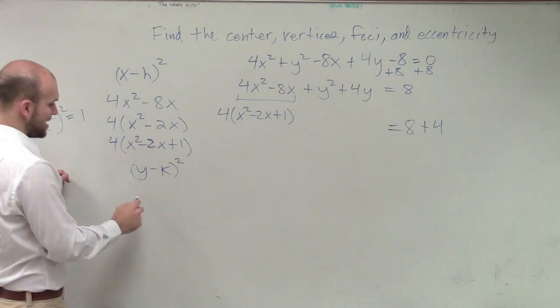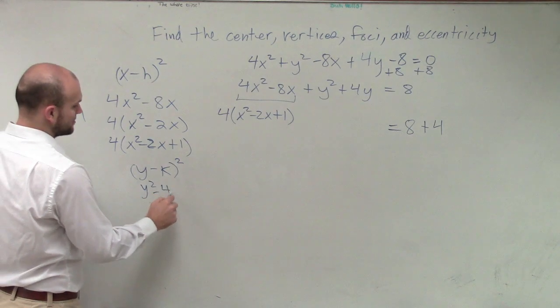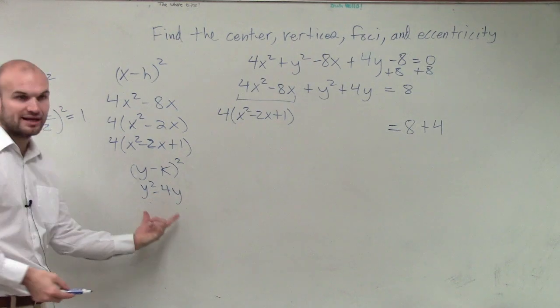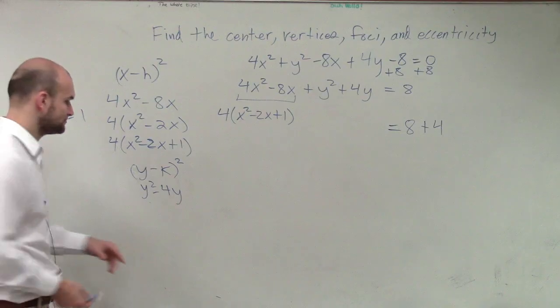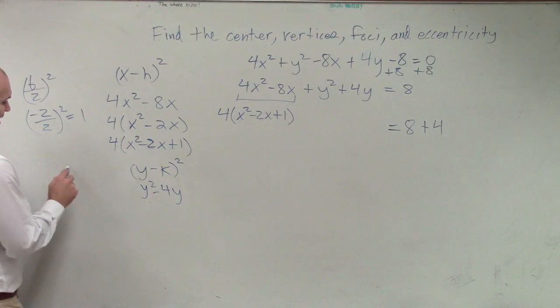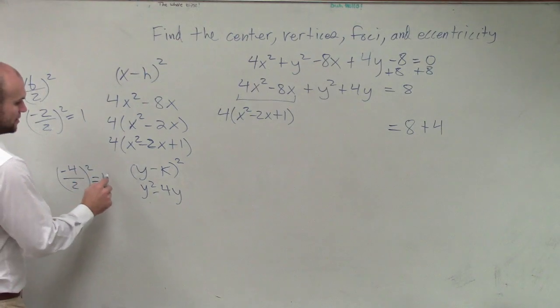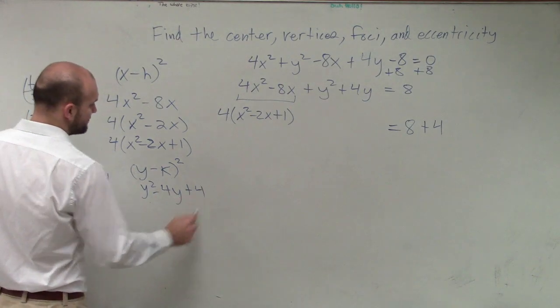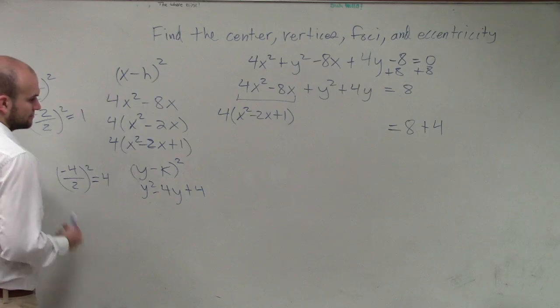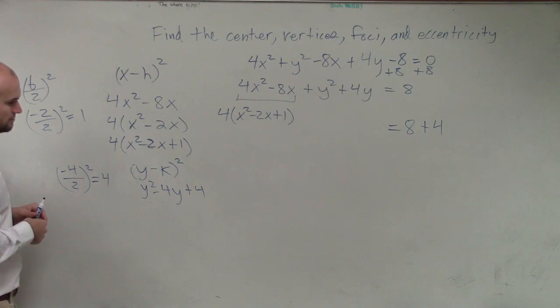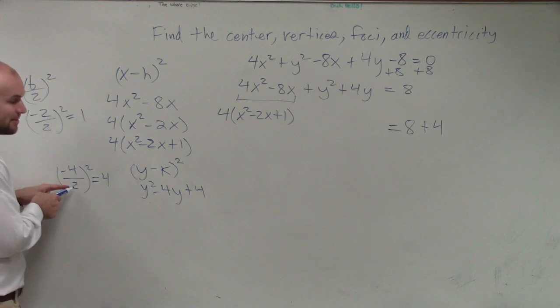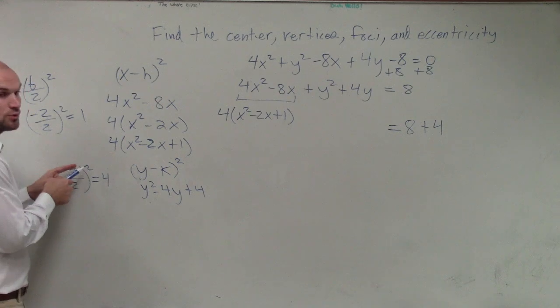Well, in this example, I have y squared minus 4y. I need to create this to be a perfect square trinomial. So I do negative 4 divided by 2 squared, which equals 4. So now I'm just going to add 4 to both sides. Wait, why is it negative 4? I mean, I know it doesn't really matter. But negative 4 divided by 2 is negative 2. Negative 2 squared is positive 4.